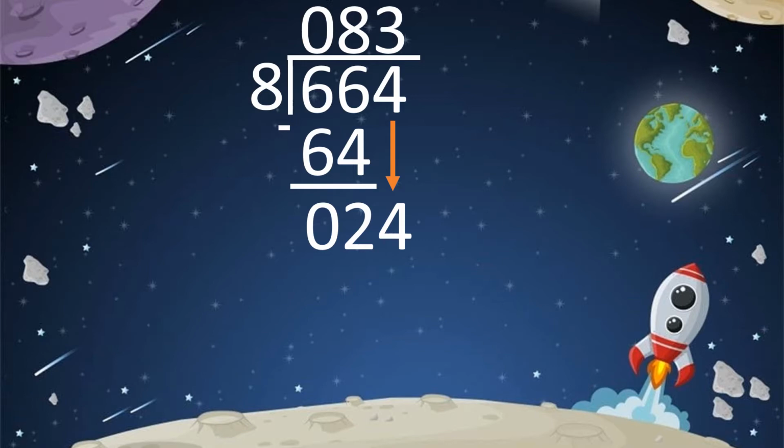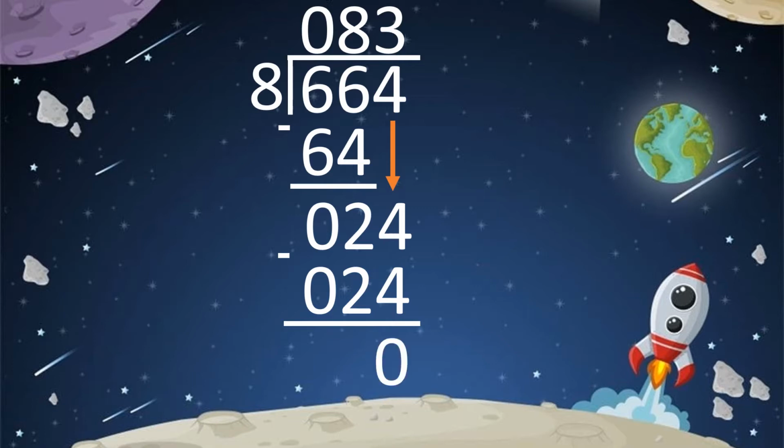Then we do 8 times 3, which is 24. We put down 24 underneath. We subtract it. That gives us 0. So 664 divided by 8 is 83.